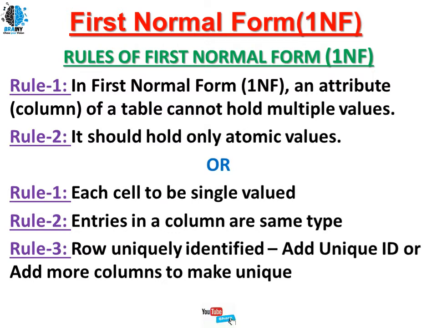Next, the third rule: rows should be uniquely identified. Each row in a table should be uniquely identifiable. How can you identify a unique row? With the help of a primary key. What is a primary key? I have already created a video on primary key. Please go through the description, where I have provided the link on why we need normalization. There you will find what a primary key is.